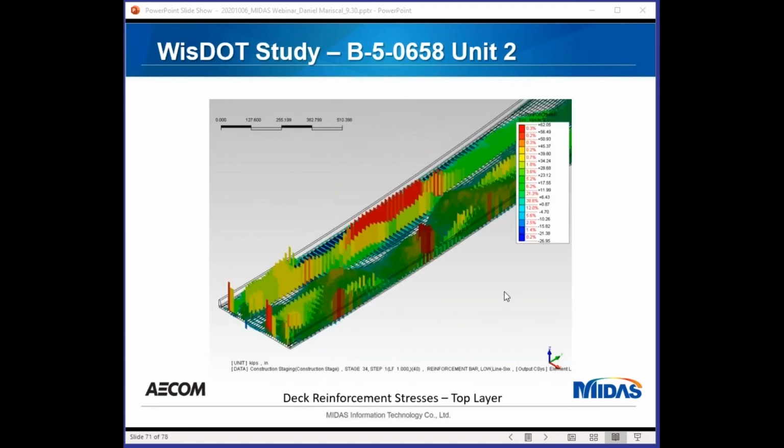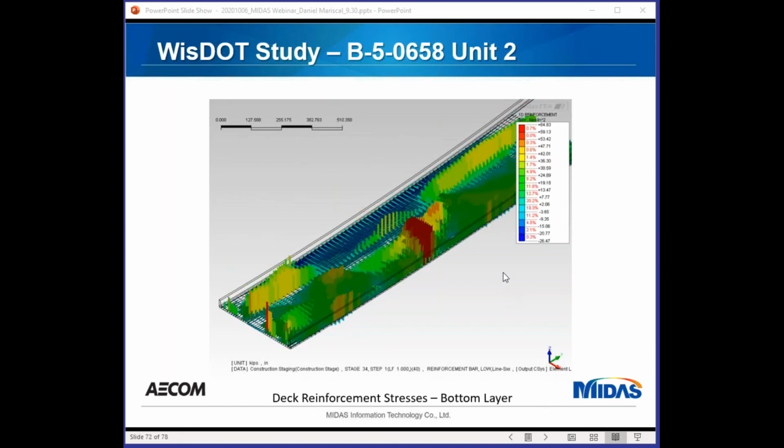So this is a view of the stresses in the reinforcement. You can see that there's a limit of about 62 KSI on the reinforcement. And again, the left side of the bridge is now basically holding the right side as well. So the stresses on those reinforcements went up. This is the transverse reinforcement. This is the bottom reinforcement. We separated the reinforcement into upper layer, bottom layer, transverse, and longitudinal.